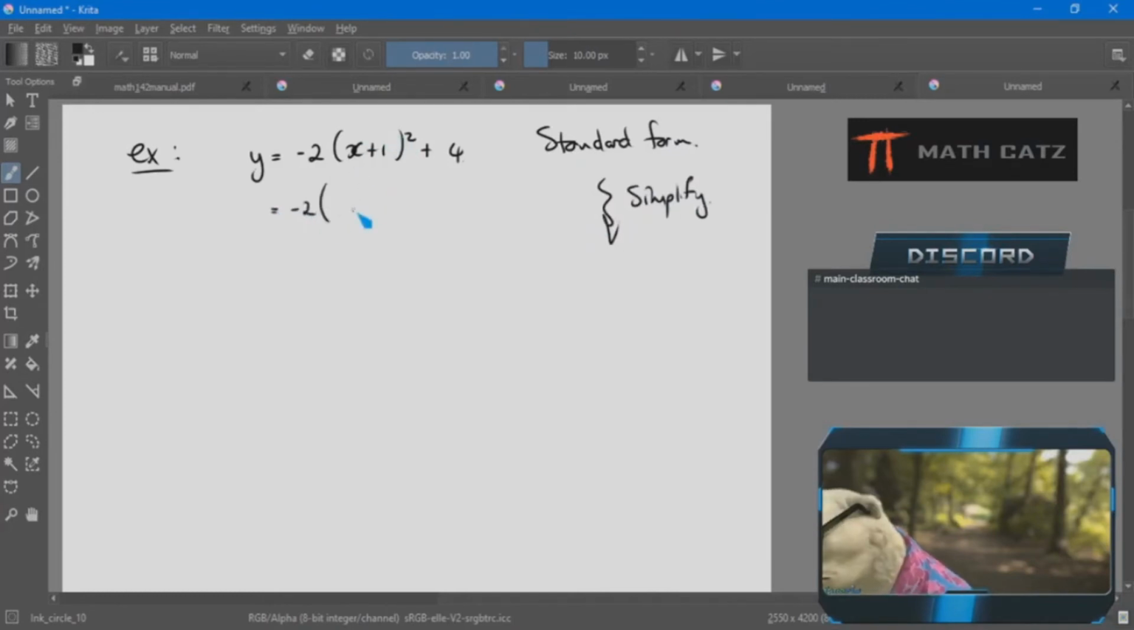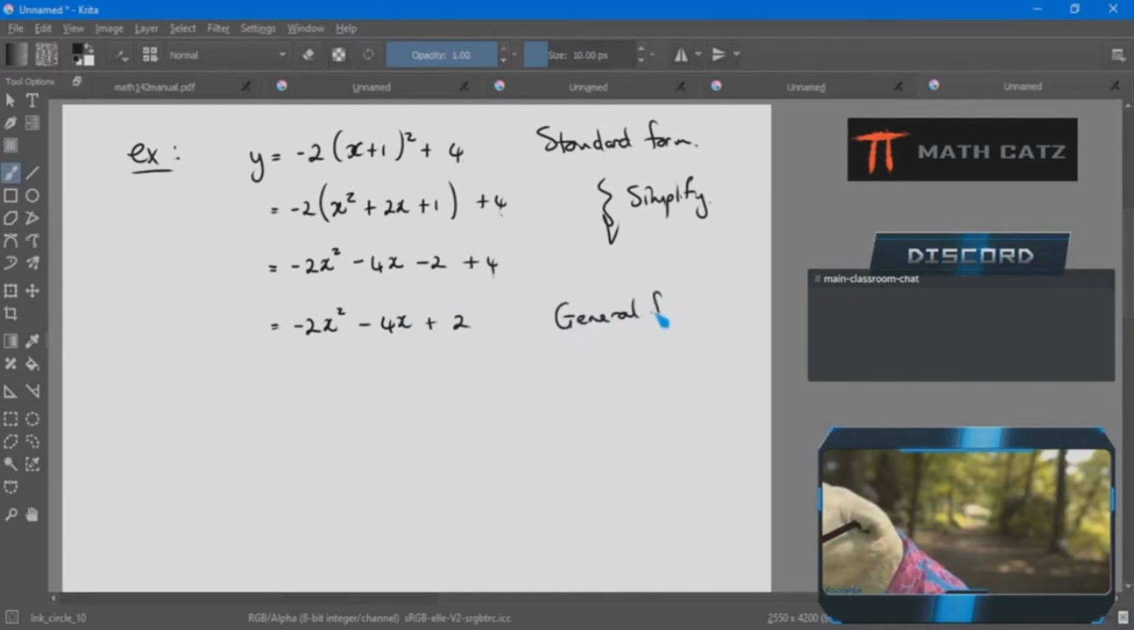Hopefully everyone can remember how to simplify a two-term bracket squared. First one squared, product of the two times 2, last one squared, and then I still have my plus 2. Then I'll multiply the -2 in to get -2x squared minus 4x minus 2 plus 2. And then I'll merge the constant terms into a single constant term like so. And then we get what we call the general form.